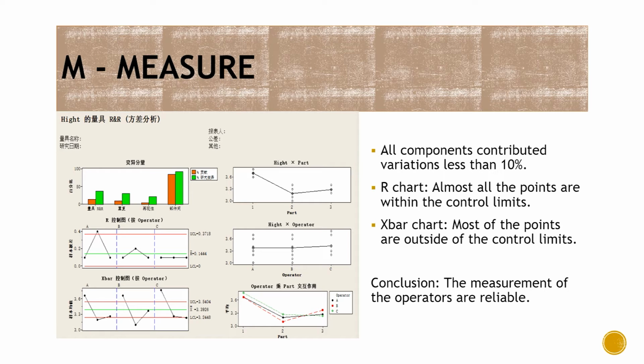For our R chart, almost all of the points are within the control limits. And for the X-bar chart, most of the points are outside of the control limits. So, we are able to conclude that the measurements of our operators are reliable.